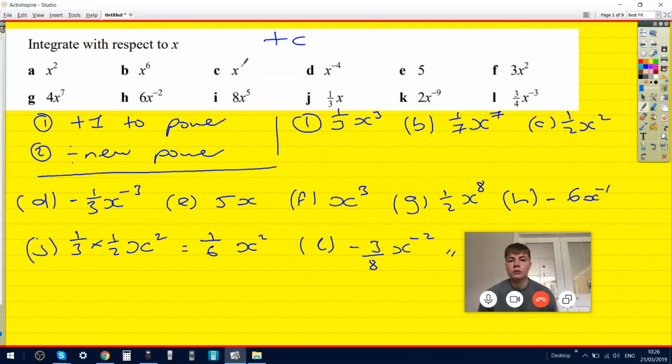If it's x, that's like x to the 1. So that becomes a half x squared. If it's something like 5 by itself, if you're integrating with respect to x, then it'll become 5x. If you're integrating with respect to t, it would become 5t, and so on. And it's because the gradient of the line y equals 5x is 5.